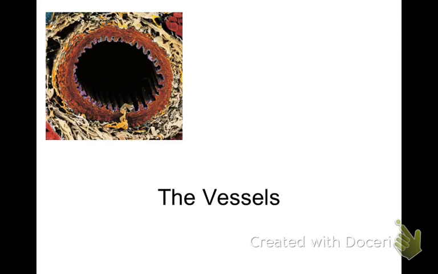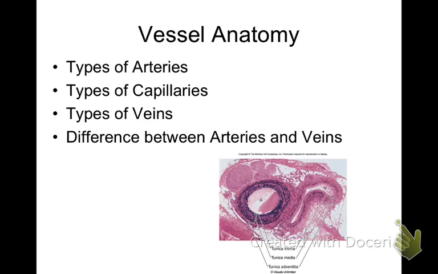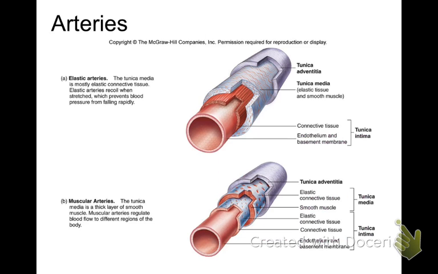This is the first part of the lecture on the vessels. We're going to start with vessel anatomy. This is covered quite well in your book. The three basic vessel types are arteries, capillaries, and veins, and we'll be looking at the layers and where they're found and what the types are.